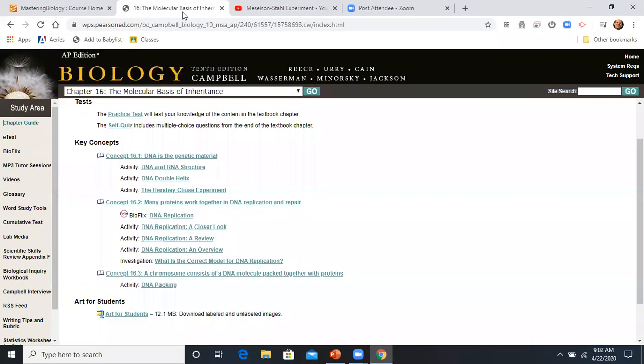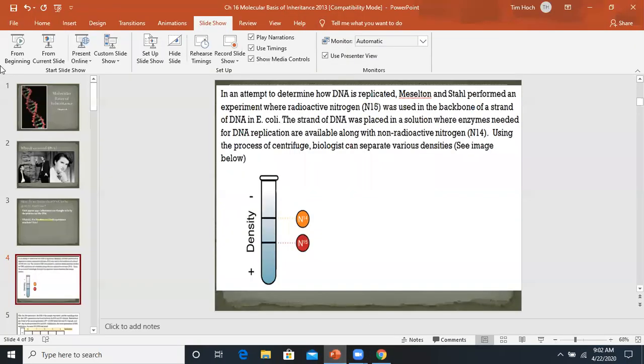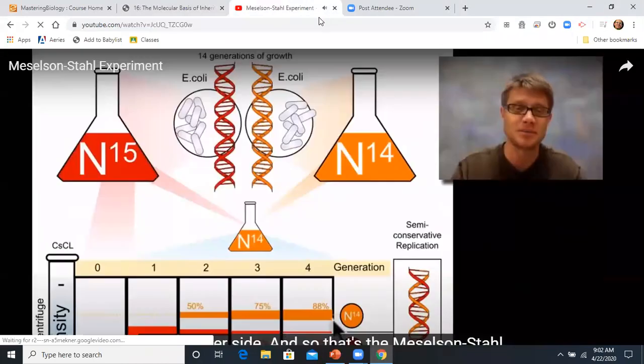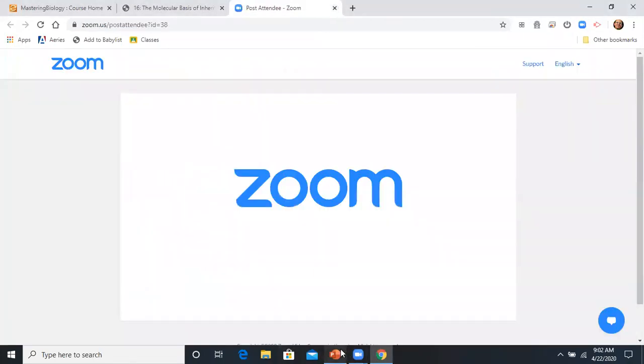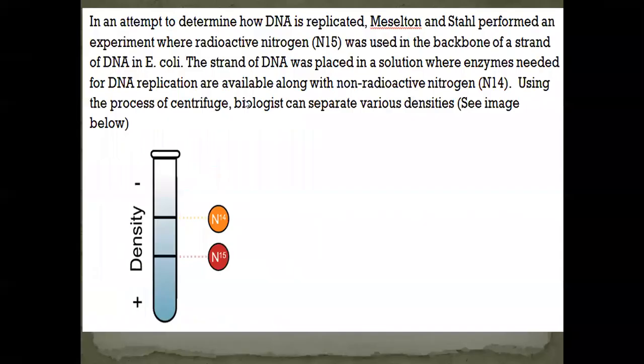All right, so let's introduce what that experiment confirmed. What they were showing you in that video was a couple of interesting components about how DNA is replicated. In an attempt to determine how it's replicated, Meselson and Stahl performed an experiment where nitrogen 15 was used initially, just like the video was explaining. They cultured it, and N15 just means it has heavy nitrogen.